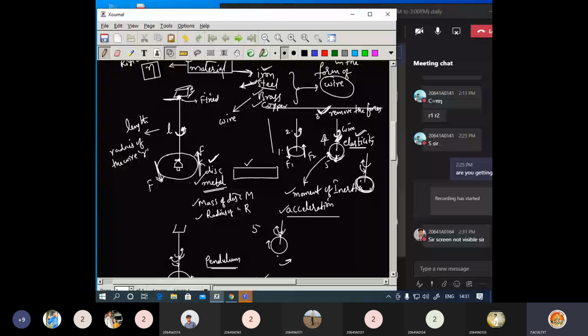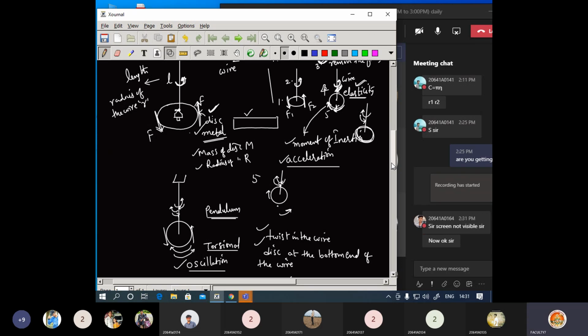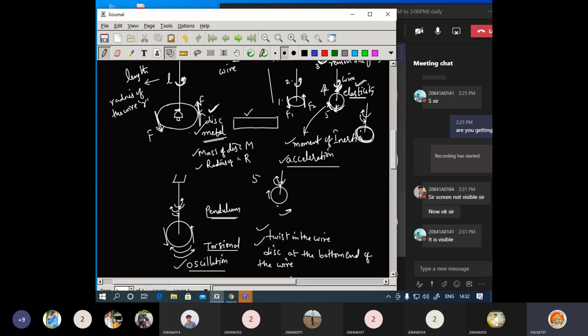You are going to expect... the screen is not visible. Any other member facing the same problem? Someone said the screen is not visible. Okay, now it is visible.